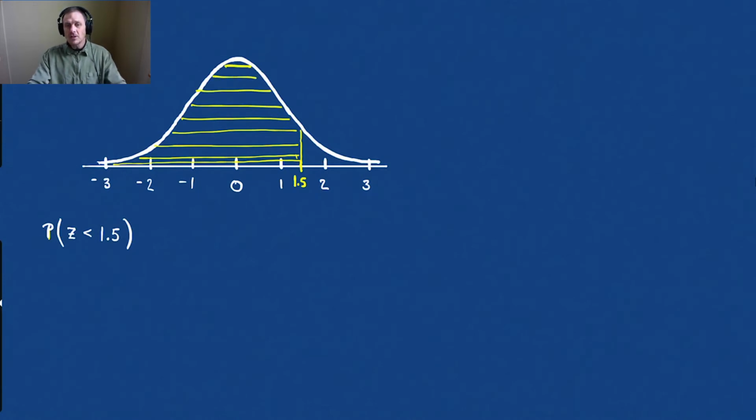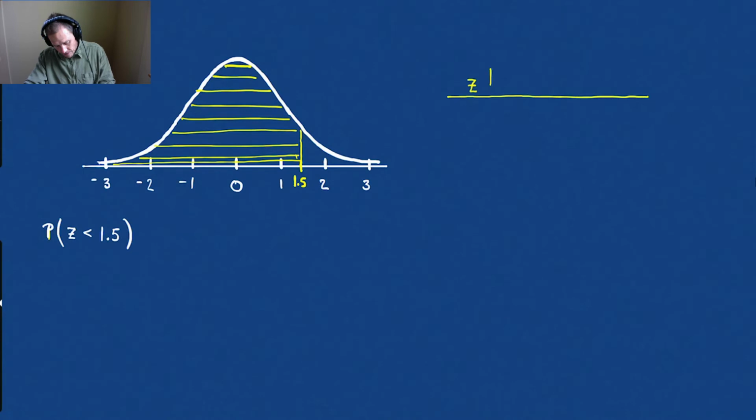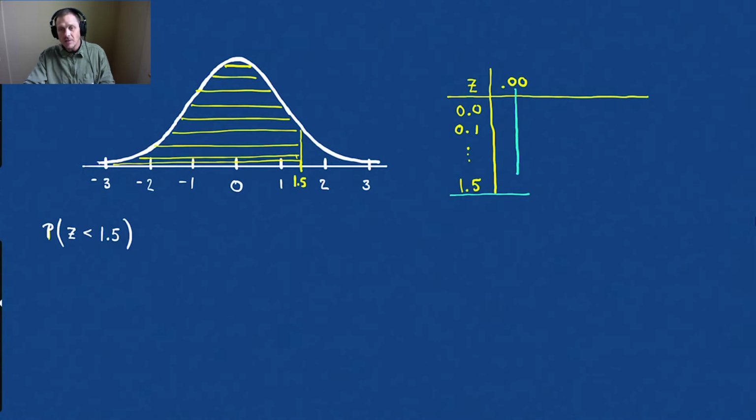Okay, so let's look it up in our table again. In our z-scores table, it starts at 0.0 and then 0.1. You're going to go all the way down to where you find 1.5, and this is just 1.50, so 0.00. You go over the 1.5 row, go down in the 0.00 column, and where those meet is 0.9332. Okay, so this yellow region is 0.9332.